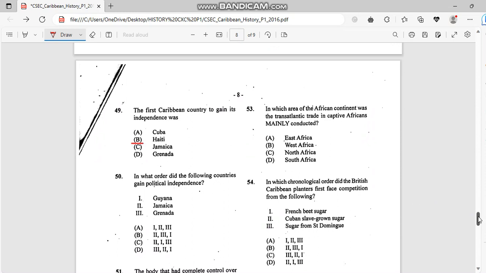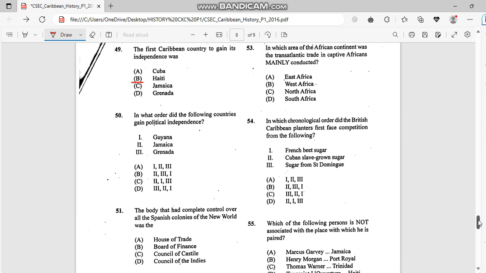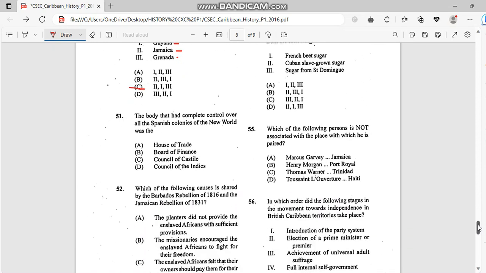Alright, number 50. In what order did the following countries gain political independence? So, let me see. Jamaica first, Guyana second, and Grenada last. So it's 2, 1, 3. And the answer is C. Alright. Number 51. The body that had complete control over all the Spanish colonies of the New World, and it was the Council of the Indies.